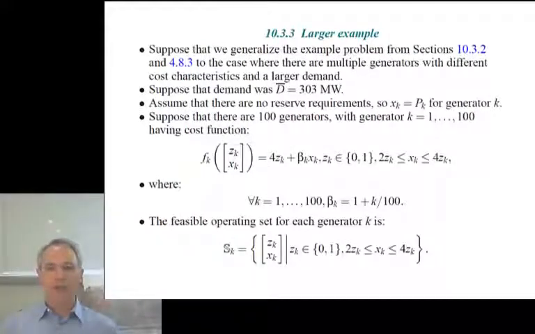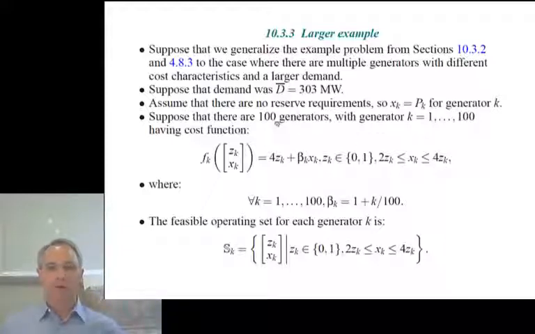But the reason for introducing this variable beta was to consider a larger example where we had a collection of generators that was slightly different. So let's suppose we generalize the example that we just met to the case where there are multiple generators with different cost characteristics and a larger demand. In particular, let's suppose that the demand was 303 megawatts. As previously, let's ignore reserve requirements, although that doesn't change the fundamentals of our situation very much. Again, that is to say, x_k is equal to p_k, the generation by generator k.